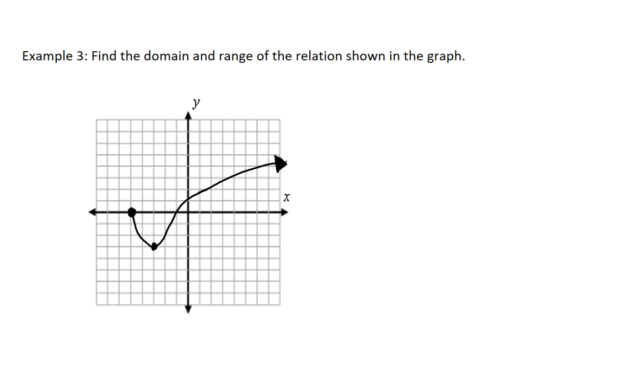Alright, so example 3, find the domain and range of the relation shown in the graph. So here, this one's slightly different than the last one because we have an arrow, which means that this is going to just keep going on at the same tendency forever and ever. So that's how we'll read that arrow. Other than that, the process is basically the same.